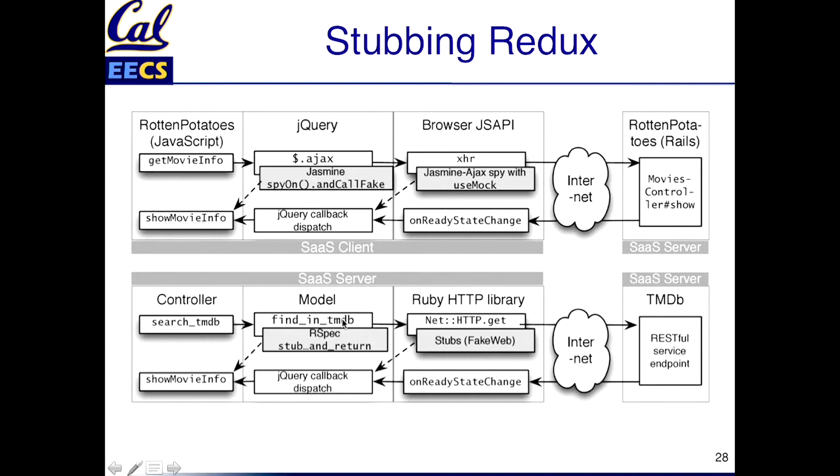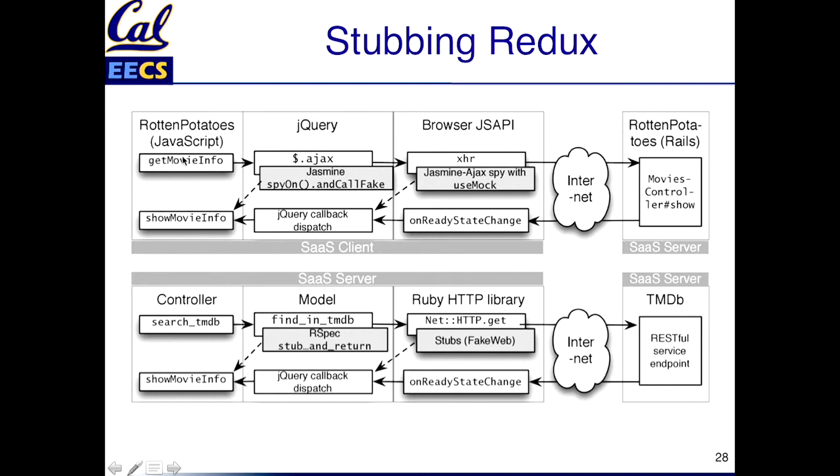If you wanted to also exercise the model code, you could instead stub out what happens in the Ruby library, and fake web gives you the opportunity to do that. So in this case, you do call the model method. It tries to call the Ruby HTTP library, but at that point, we turn it back, and we provide a canned value. The exact same argument can be applied when we're testing JavaScript.